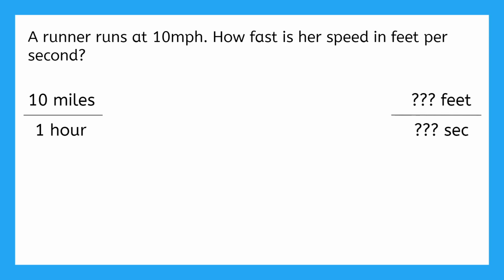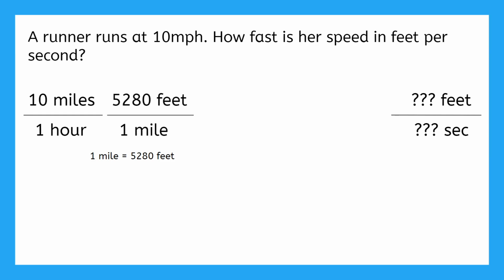The key is all of those conversion rates that we know, such as 1 mile is 5,280 feet. So we can use that conversion rate to change the miles into feet. Notice that we put the miles in the denominator this time. The reason is because miles on top is going to cancel with miles on the bottom, leaving only the feet on top. So that takes care of turning miles into feet, but we also need to turn hours into seconds.